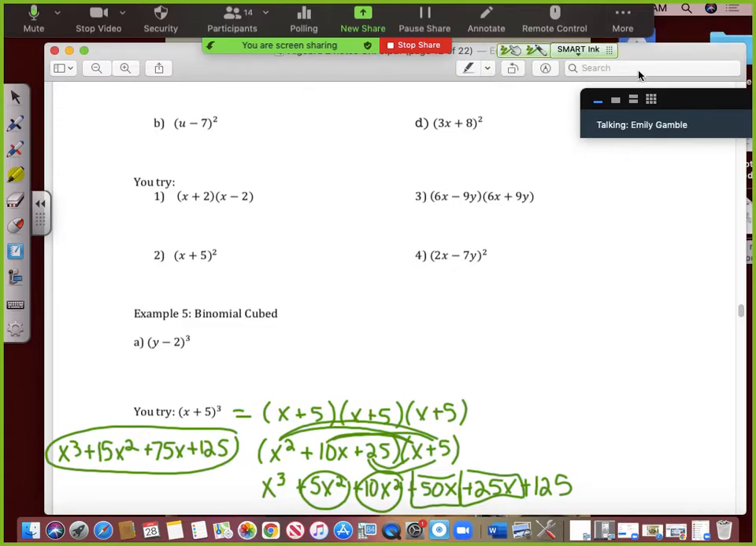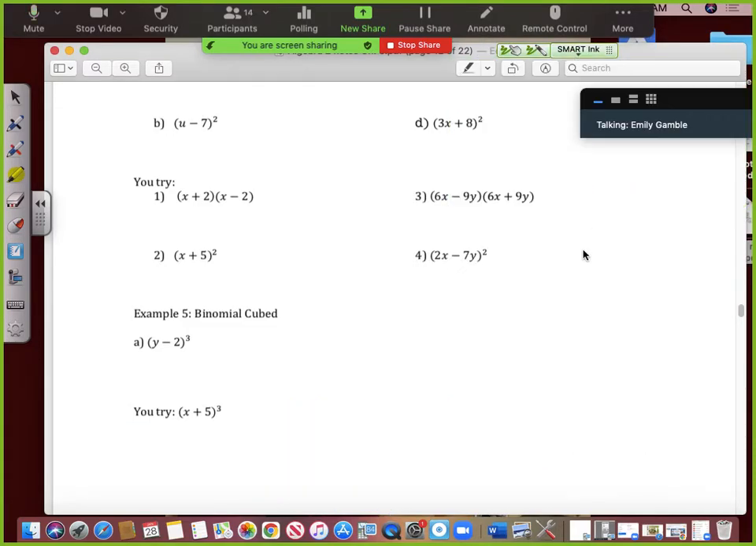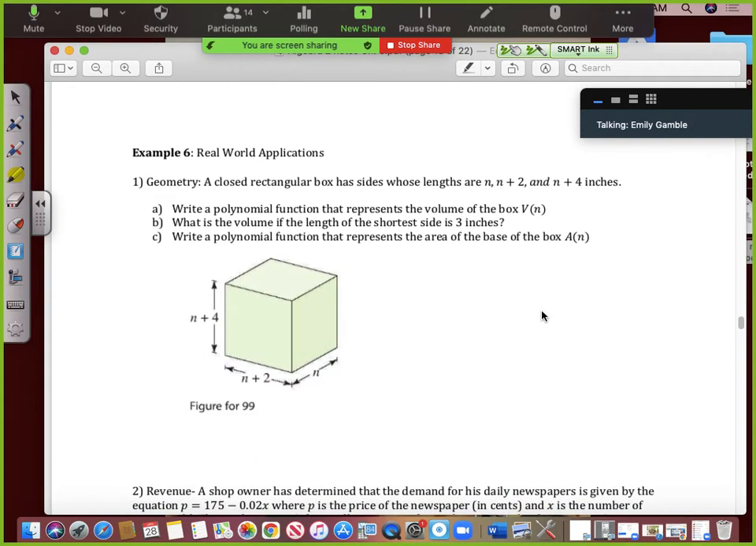All right, the last thing we're going to do today for notes is on the last page here. There is a web assigned problem that's going to be like example 6, so I'm going to make sure we go over it together. Sometimes we can use application problems like in geometry to write polynomial functions. So right here we have a rectangular box. I can see its length, width, and height. The length and width are n plus 2 and n, and the height is n plus 4.